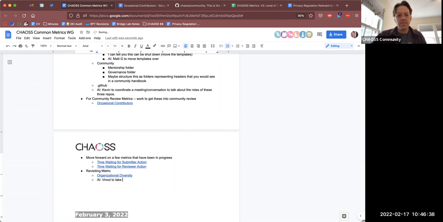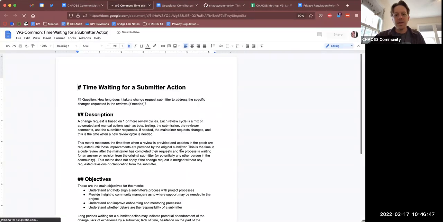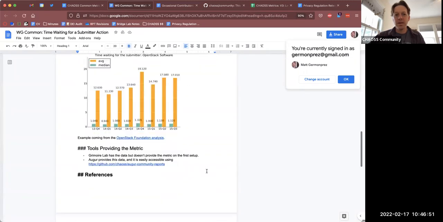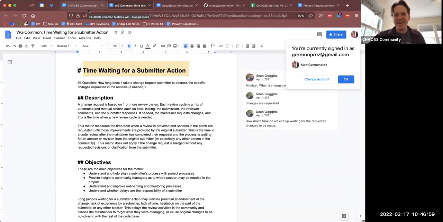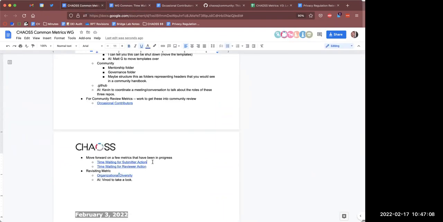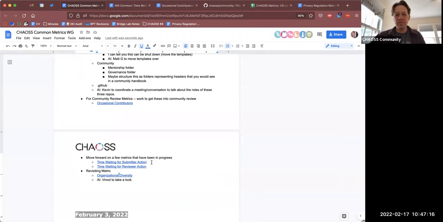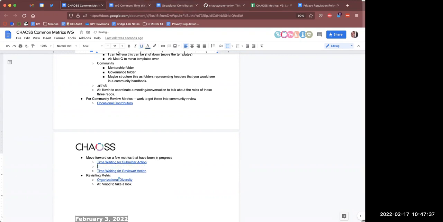So these are the other two: time waiting for submitter action and time waiting for reviewer action. These were worked on quite a while ago, and they seem to have stalled, but they have quite a bit in them. I think Daniel had been working on them. Does anybody have an interest in helping move these forward, even just looking at them so we can talk about them in the next meeting? Either one, submitter action or reviewer action. They're both pretty far along. Yeah, I can take a look at it. Okay, thanks, Vinod.